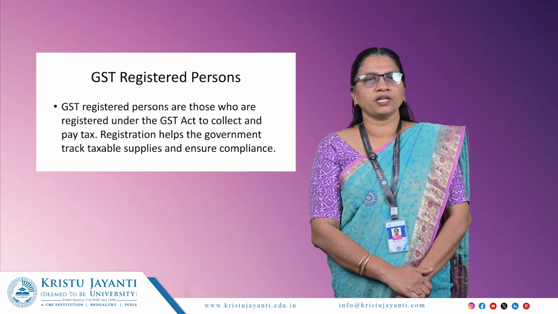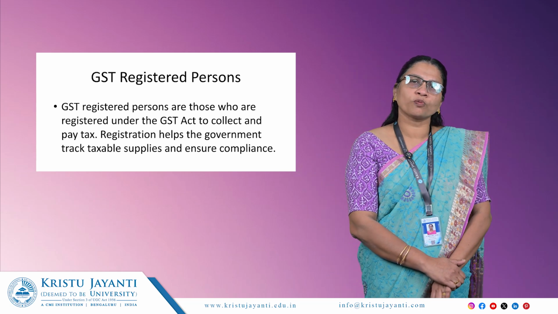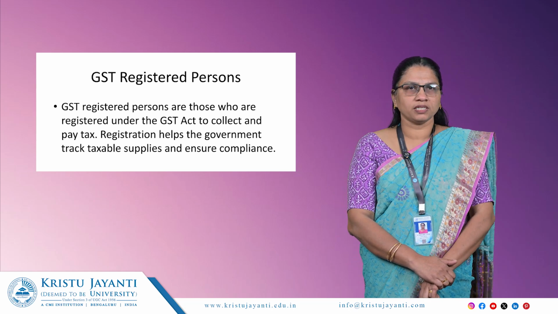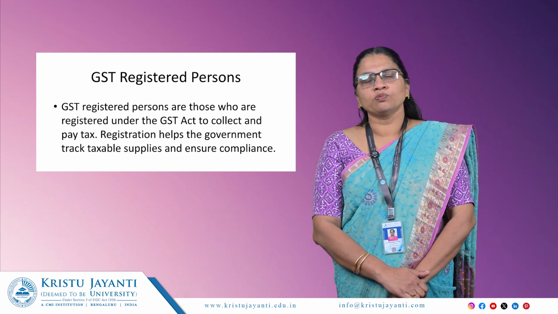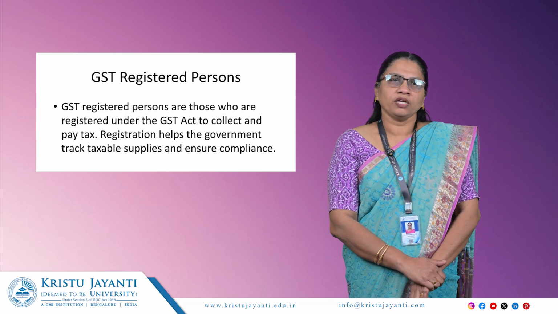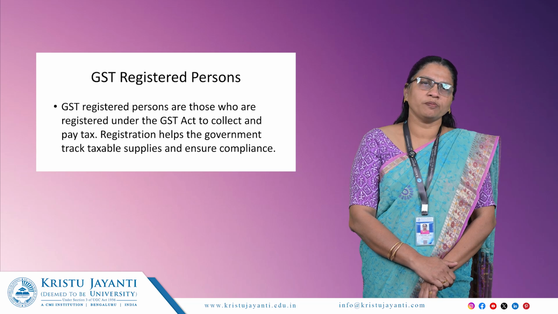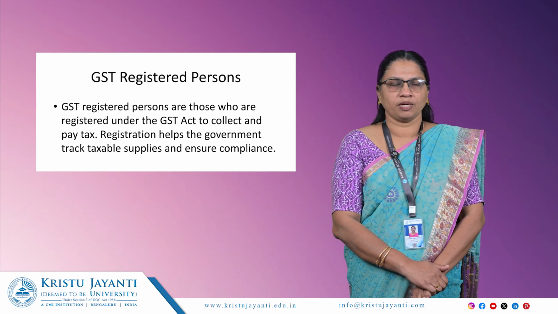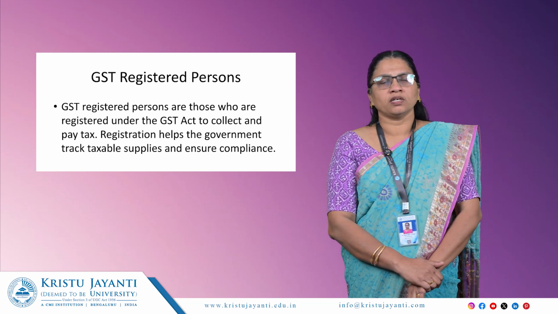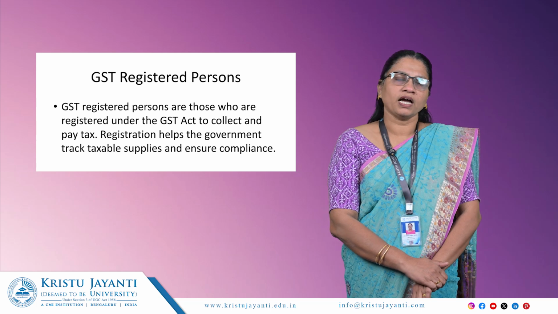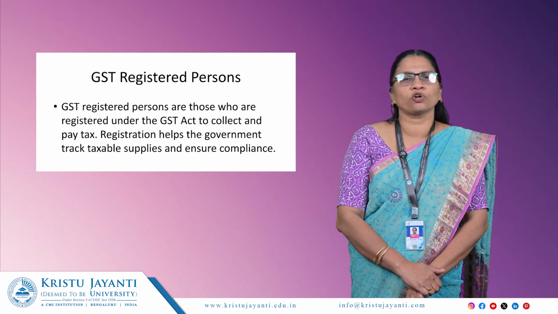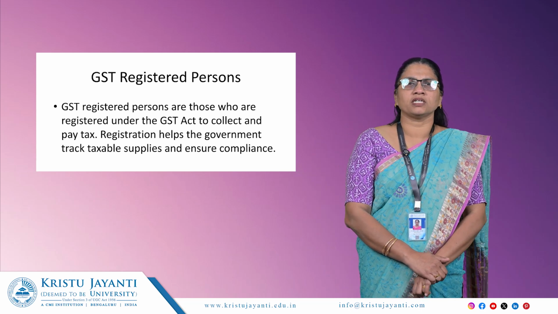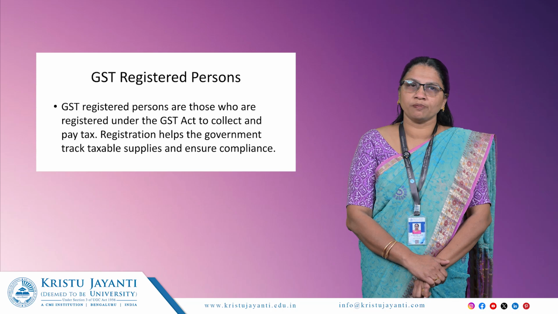The first one is a normal registered person. Who is a normal registered person? A normal registered person is a registered person under GST whose threshold limit is more than 40 lakhs. So if a businessman's turnover reaches 40 lakhs, he will become a registered person under GST. For normal states it is 40 lakhs, and for northeastern states and some special category states, the threshold limit is 20 lakh. So this category comes under GST registered person. So the threshold limit is 40 lakhs.